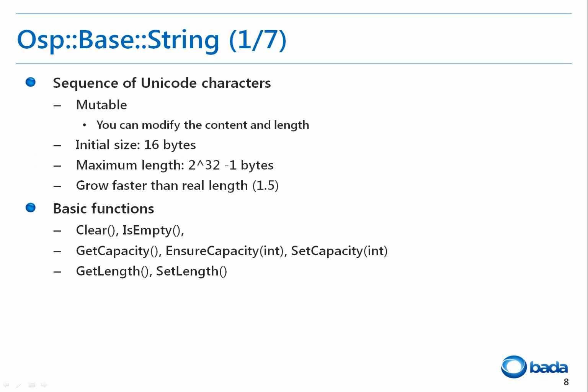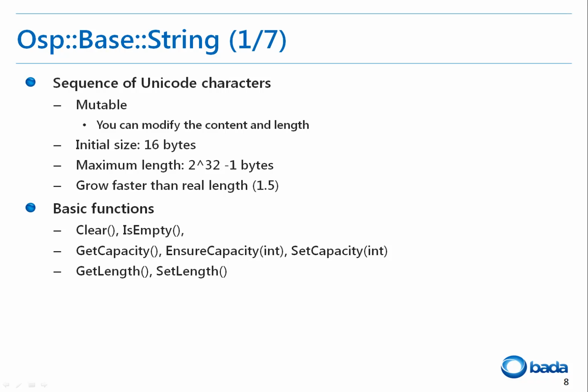Basically, in BADA, a string is a sequence of Unicode characters. The content and length of the sequence can be changed. So if a string is created without specifications, 16 bytes are allocated by default. After that, if the string length is changed, as much as 1.5 times the actually required memory is allocated. The maximum length of a string is 2 to the 32nd power minus 1 bytes.